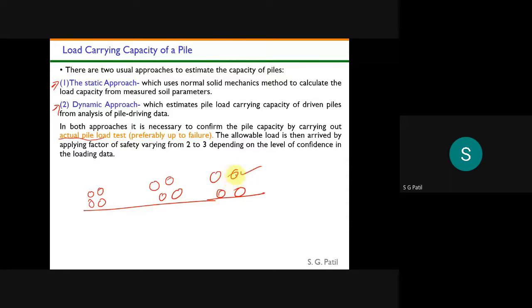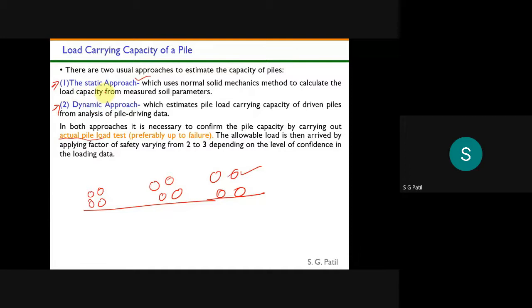In that also, two categories are there. In detail, I will talk about those tests in the coming slides, maybe after the third or fourth hour, when we come to pile load testing; there we'll discuss in detail. Irrespective of the method you used, you have to cross check them in the field. So first we'll discuss the static approach.